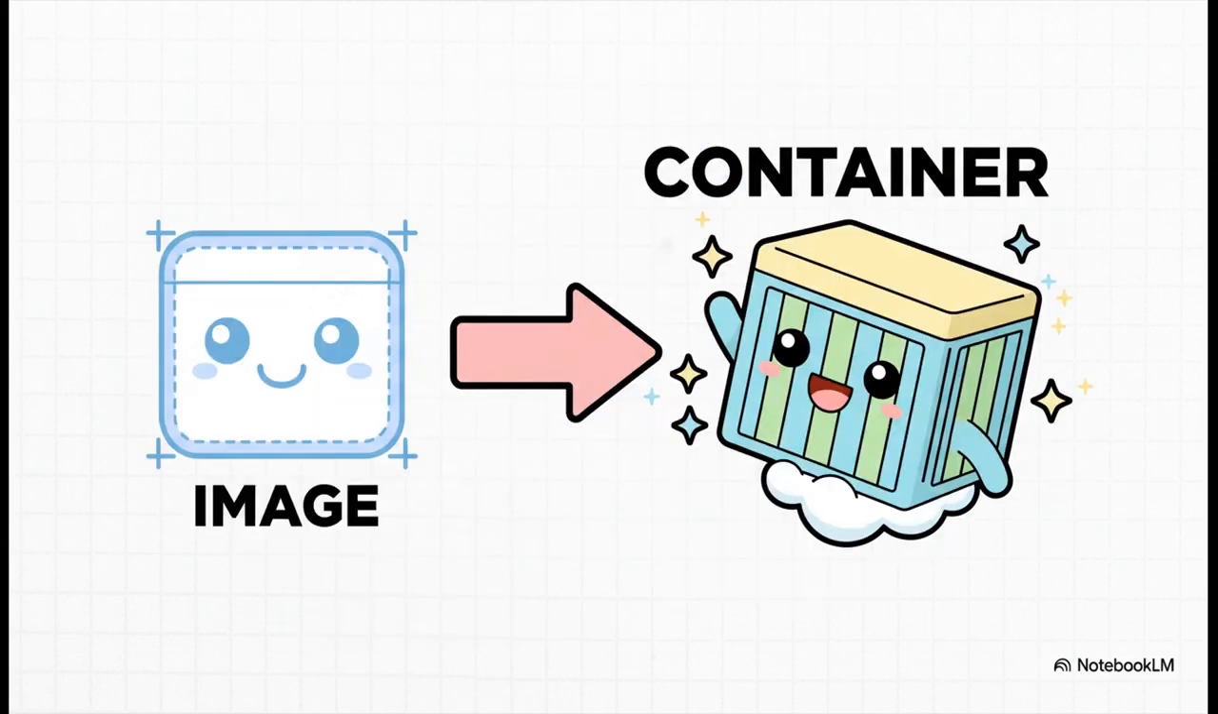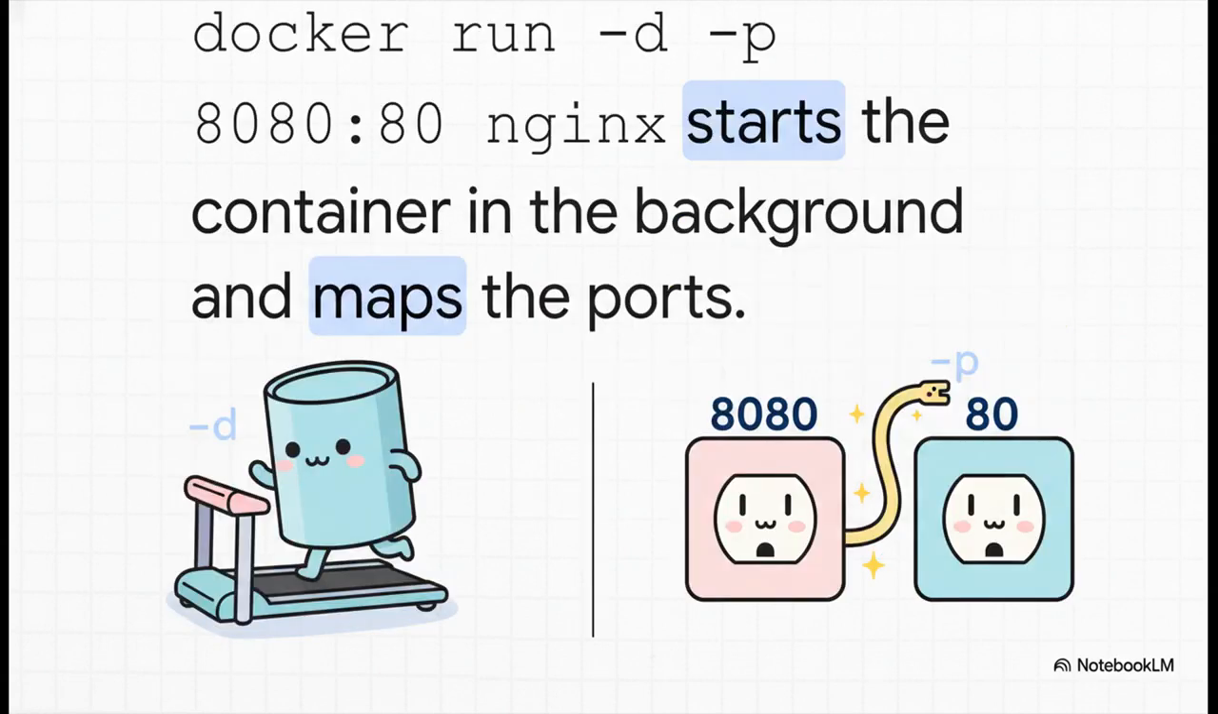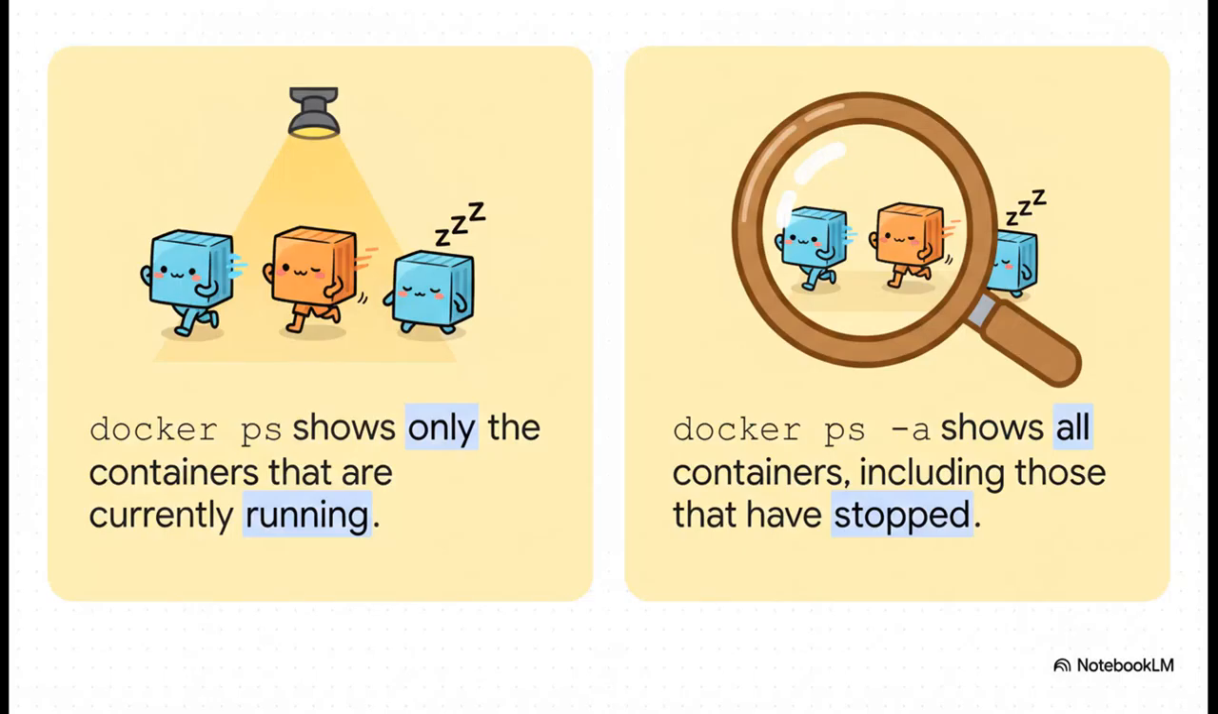All right, you've got an image. Now what? Let's run it. That's part 2. We'll use docker run. -d runs it in the background, and -p connects the ports. Simple. So how do you see what's actually running?